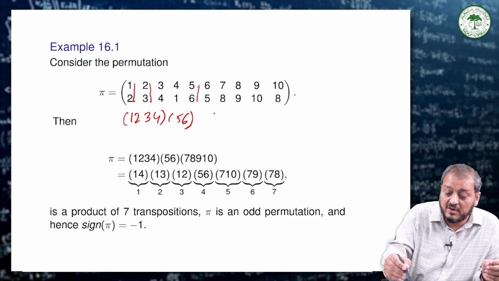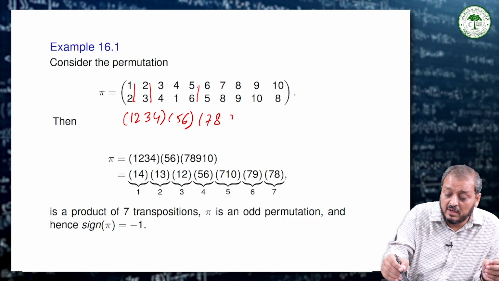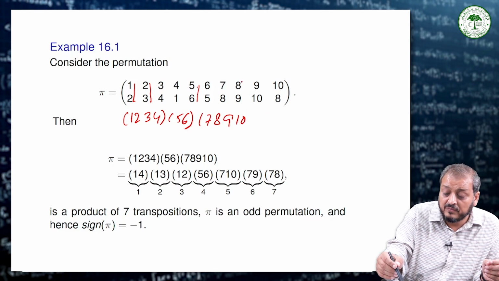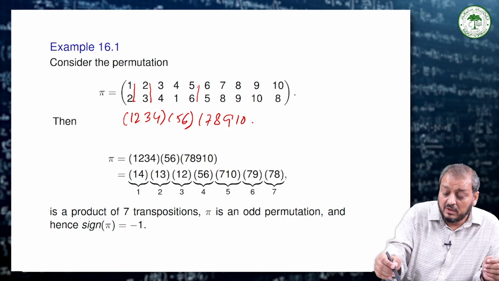Then we move to 7: 7 goes to 8, 8 goes to 9, 9 goes to 10, and 10 goes to 8.